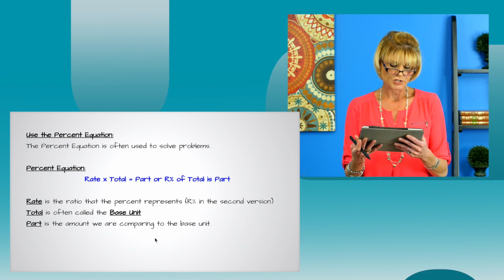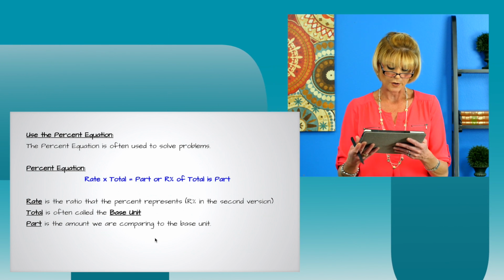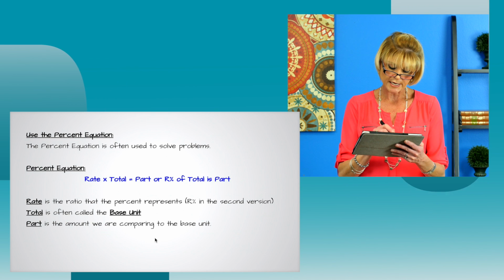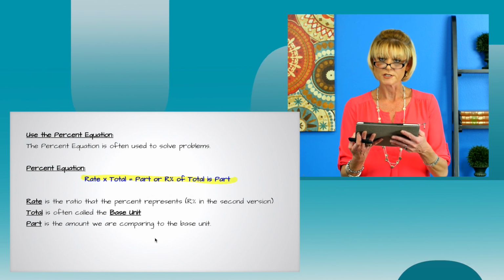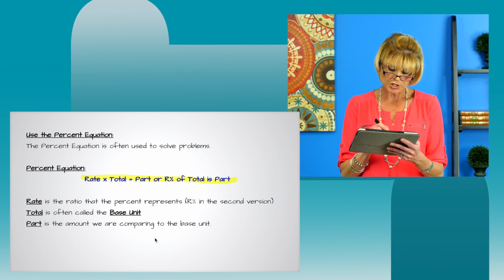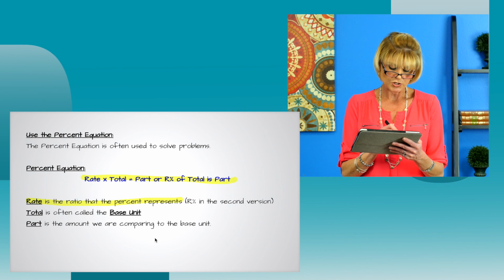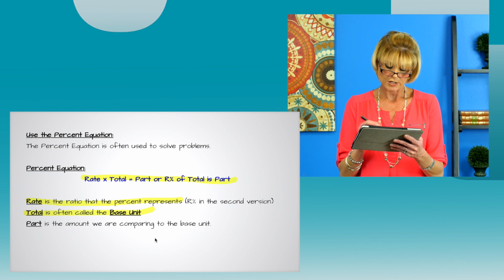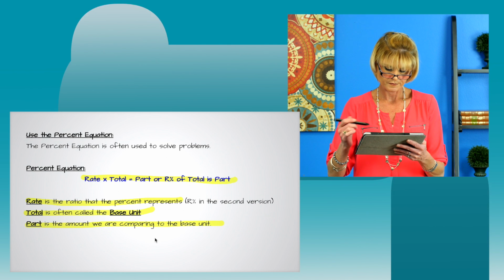Let's talk about how to use the percent equation, which is often used to solve percent problems. The percent equation is the rate times the total equals the part, or our percent of total is part. The rate is the ratio that the percent represents, our percent in the second version. The total is often called the base unit. The part is the amount that we are comparing to the base unit.